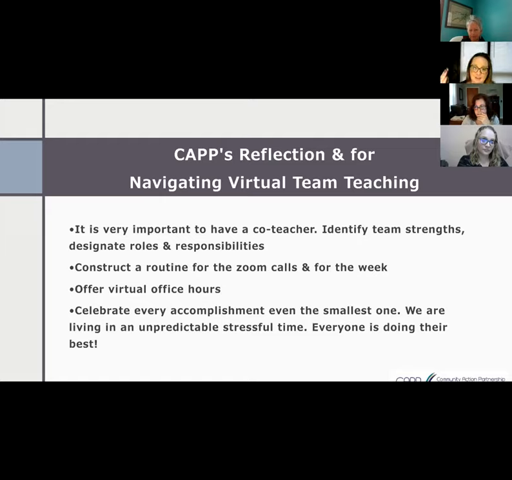But actually being able to see it and break it down, we meet weekly as well. And that has also helped to delineate who does what within our team. Constructing a routine for the Zoom calls and for the week seems straightforward, but it looks and feels so different in a virtual space because so much more needs to be put on paper or in Microsoft Word virtually for people to access.